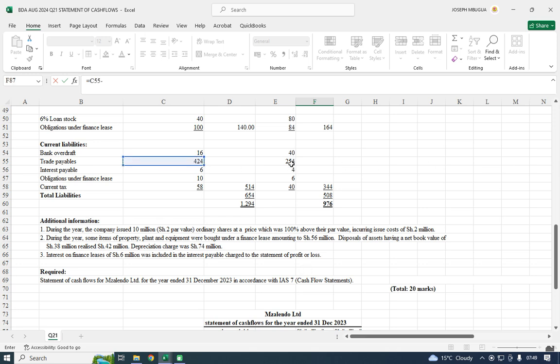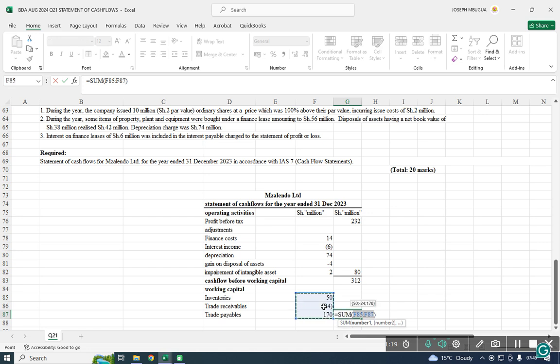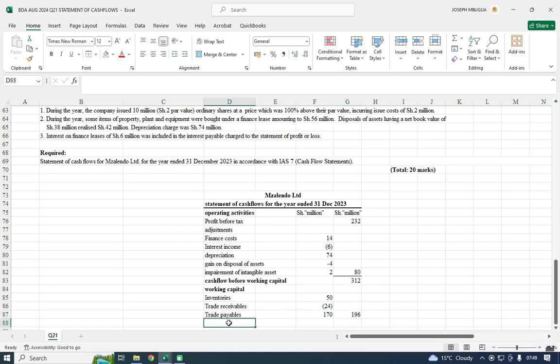For payable, we normally do the opposite. We deal with it on the opposite side. When it is an increase, it is an inflow. When it's a decrease, it is an outflow. There are only three of them. You get the sum of these, and you get the cash flow before tax.